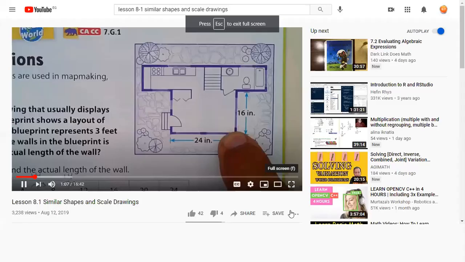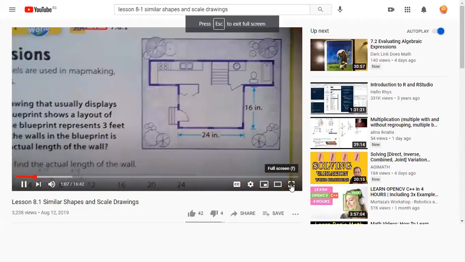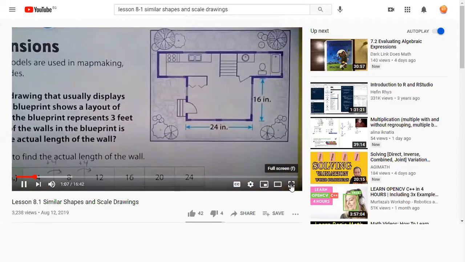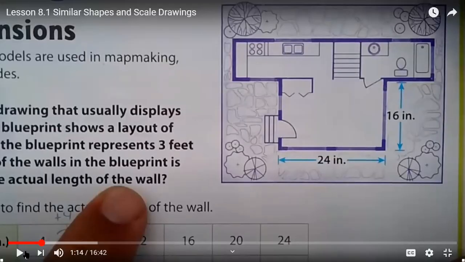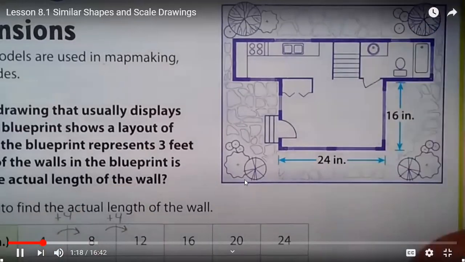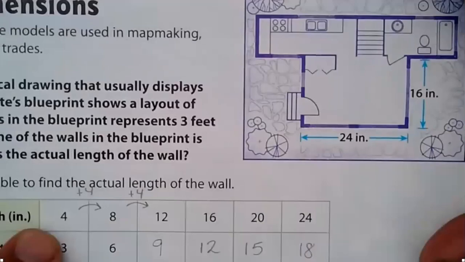One of the walls of the blueprint is 24 inches long. So what is the actual length of the wall? Oh, I was wrong. Actually, you don't have to multiply by 4, but I'm going to show you what to do here. You don't have to multiply by 3. That was a little bit of a mistake.